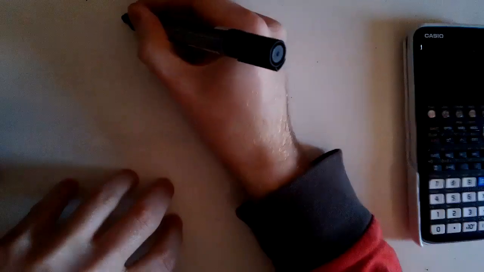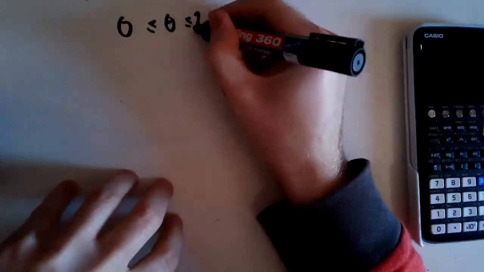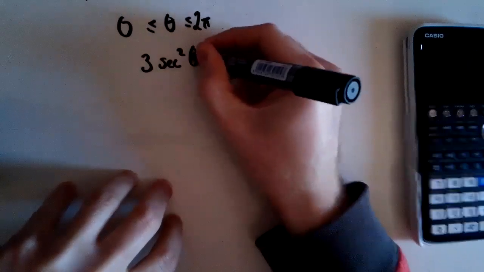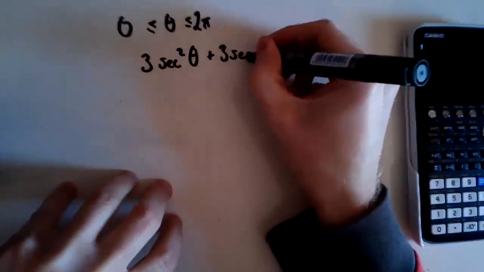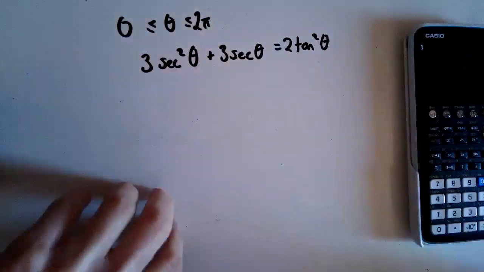Okay, here's the solutions to section B. So question 1, we have between 0 and 2 pi, and we want to solve 3 sec squared theta plus 3 sec theta equals 2 tan squared theta.